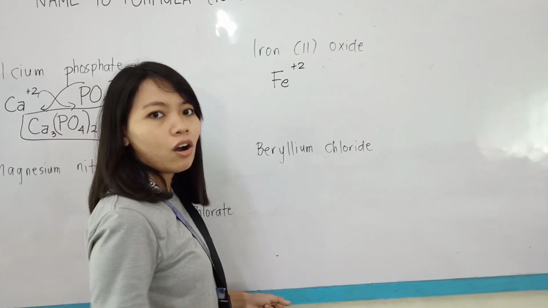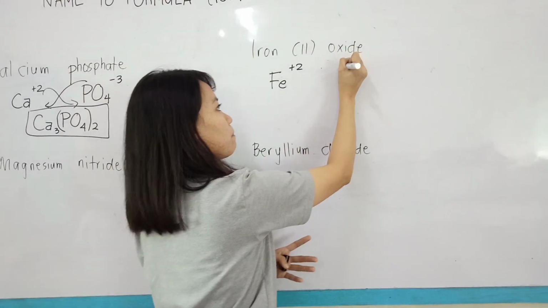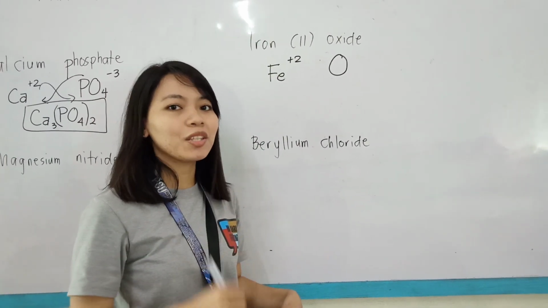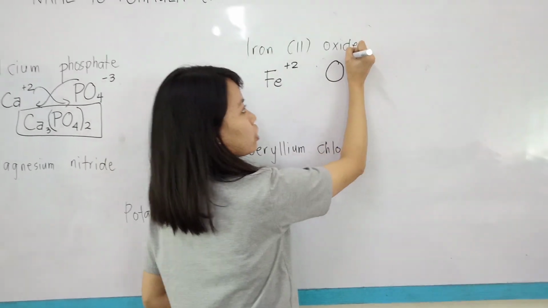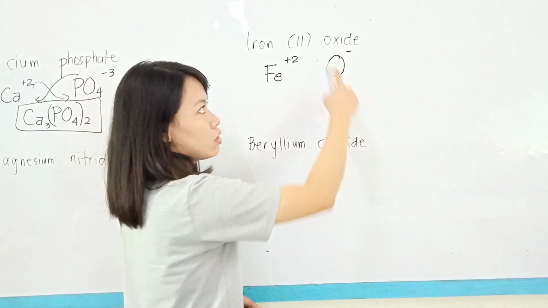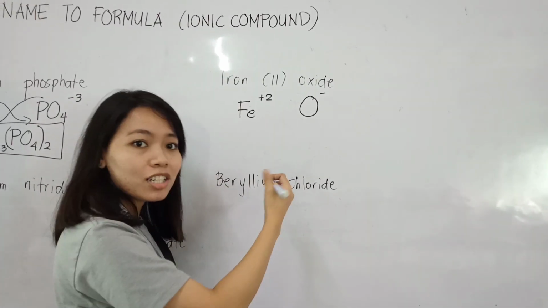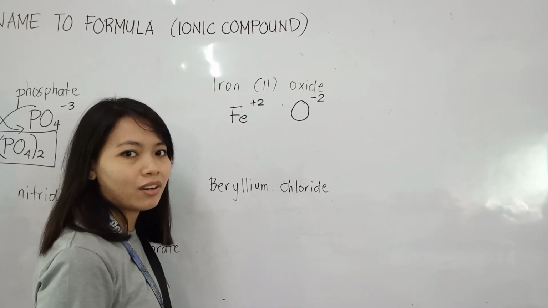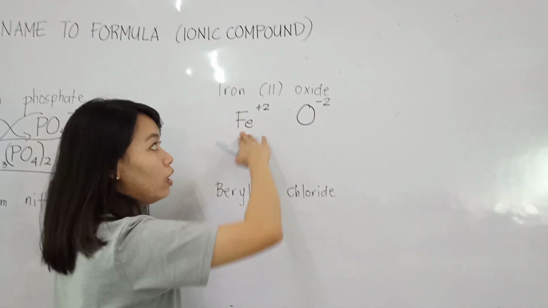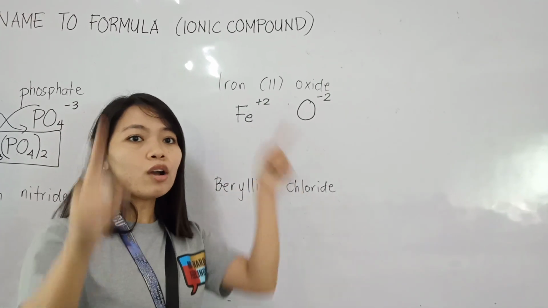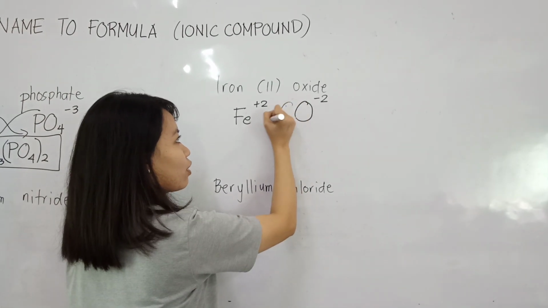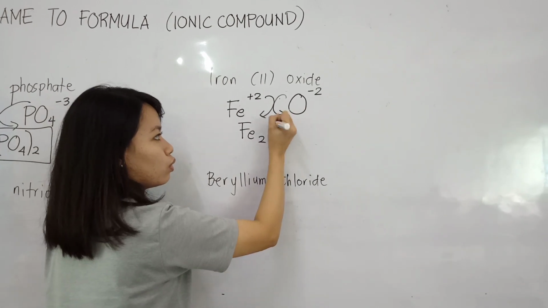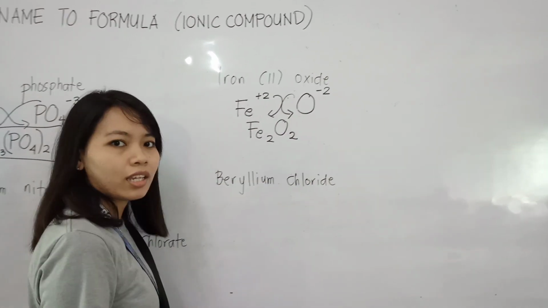Next, we have oxide or oxygen. Siya ba ay cation or anion? If ang sagot mo ay anion, yes, tama ka. Anion, which means we have a negative charge. Ano ang charge number ni oxygen? We have minus 2 charge. Alam na natin ang symbol and charge number. Second step is yung crisscross rule na naman. Crisscross natin, Fe2O2. So ito na yung second step.